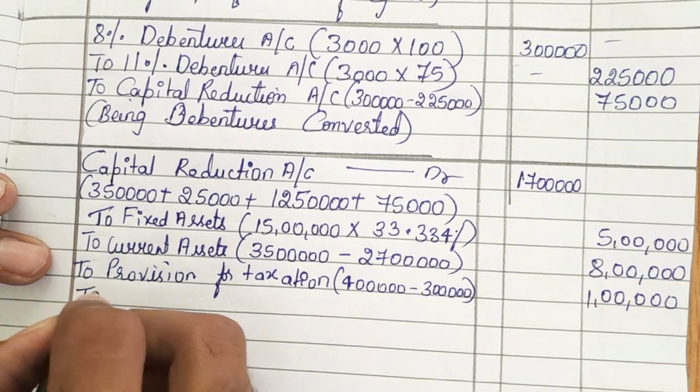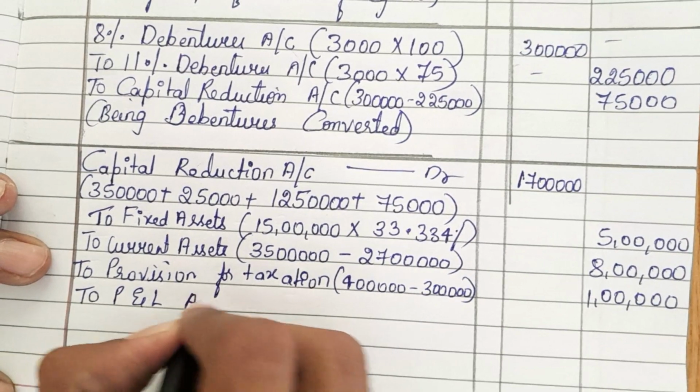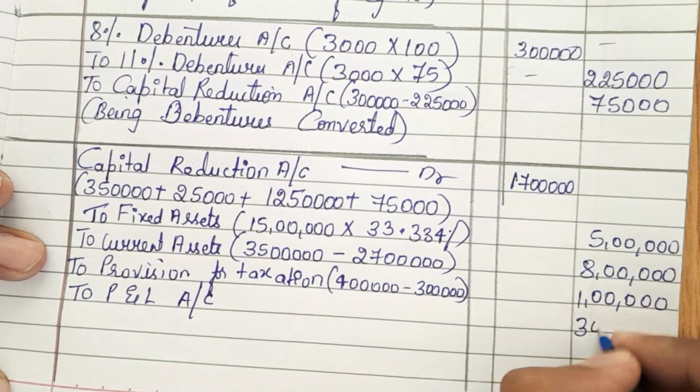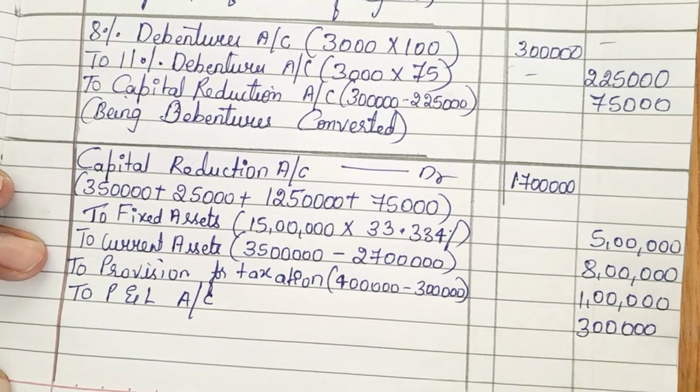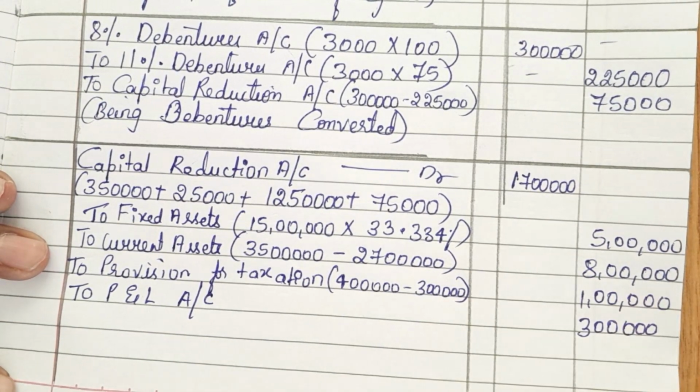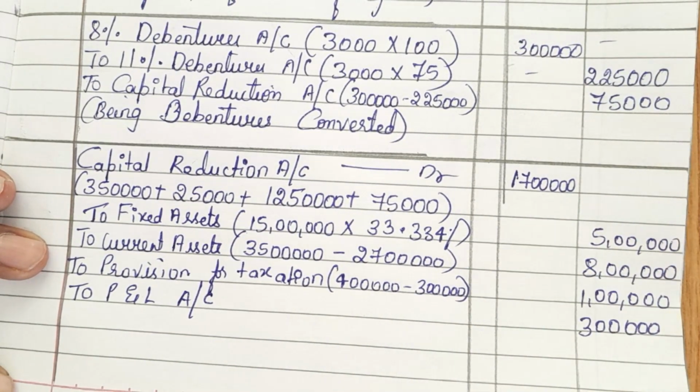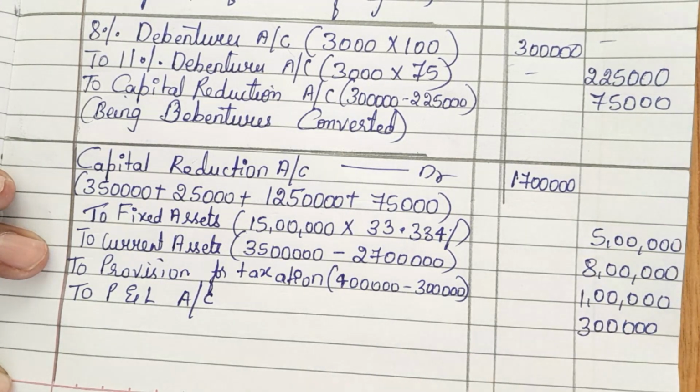Then here we have the profit and loss account. So that also we need to write off. To P&L account, it is 3 lakh. Now from this 17 lakh, subtract 5 lakh, then subtract 8 lakh, then subtract 1 lakh, then subtract 3 lakh. So there is no balancing figure.